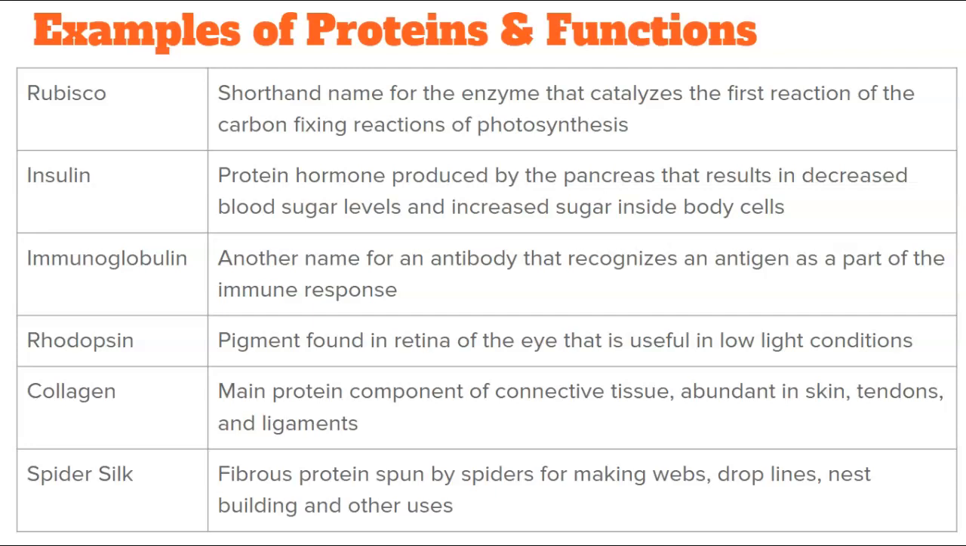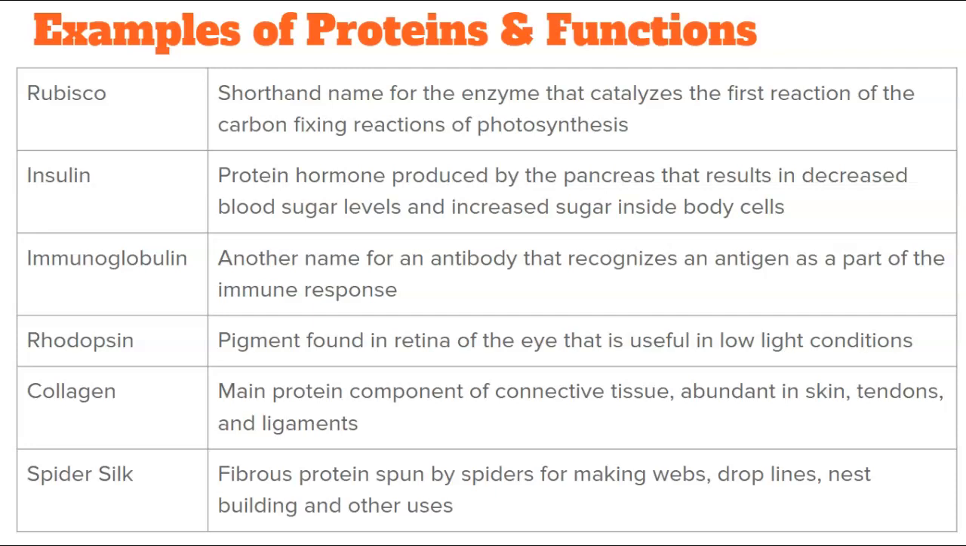Immunoglobulin is an antibody that recognizes an antigen, helps with the immune response. Rhodopsin is found in the retina of the eye, useful when you're in really dim lighting. Collagen is connective tissue. It's found in skin, tendons, and ligaments. If you feel the back of your ankle, that tendon, right? Your Achilles heel, that is made up of collagen.